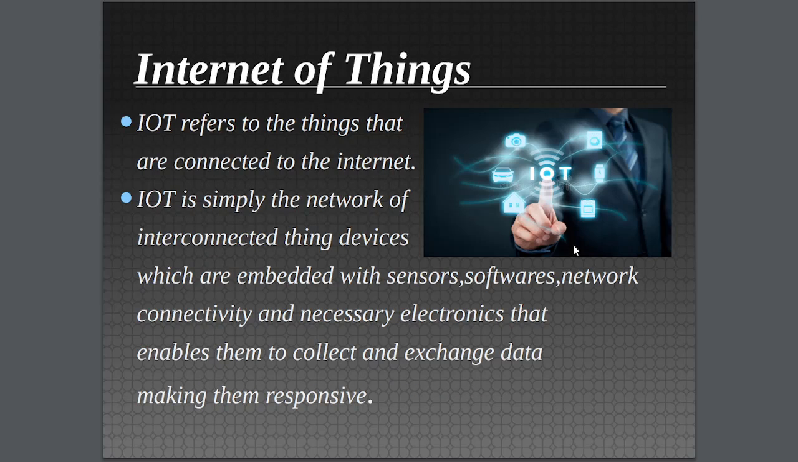Next we will see what IoT is. IoT is nothing but Internet of Things. IoT refers to the things that are connected to the internet. IoT is simply the network of interconnected devices which are embedded with sensors, software, network connectivity, and necessary electronics that enable them to collect and exchange data, making them responsive. This is IoT, Internet of Things.